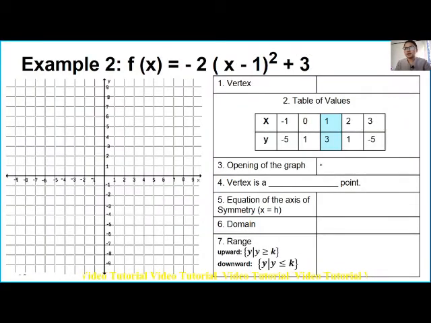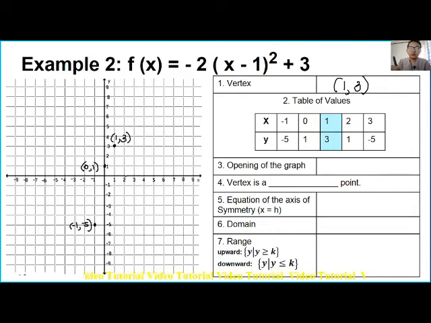So now let us plot the points. Again, the vertex is at (1, 3). Plotting the points, let's begin with (-1, -5). So -1 and -5, it's located on the third quadrant. And then put a label (-1, -5). Next is (0, 1). So we have 0 and then +1. Write a label again, (0, 1). Next, (1, 3). 1 and then 3. So this is (1, 3).